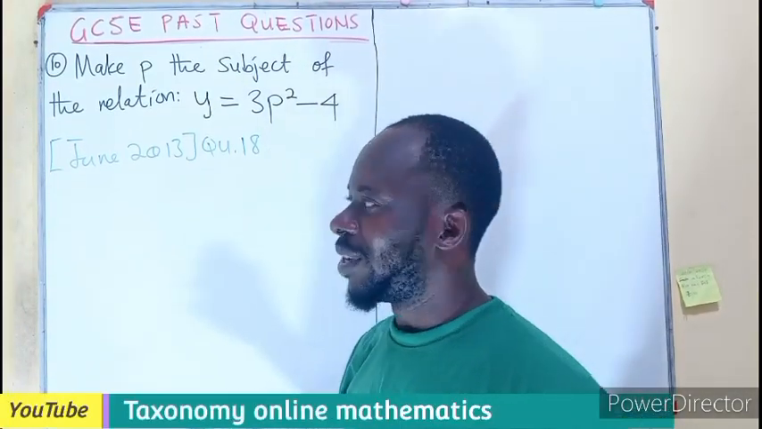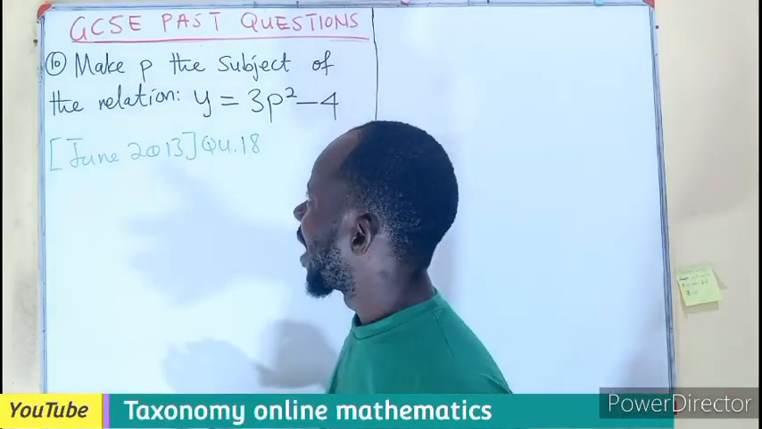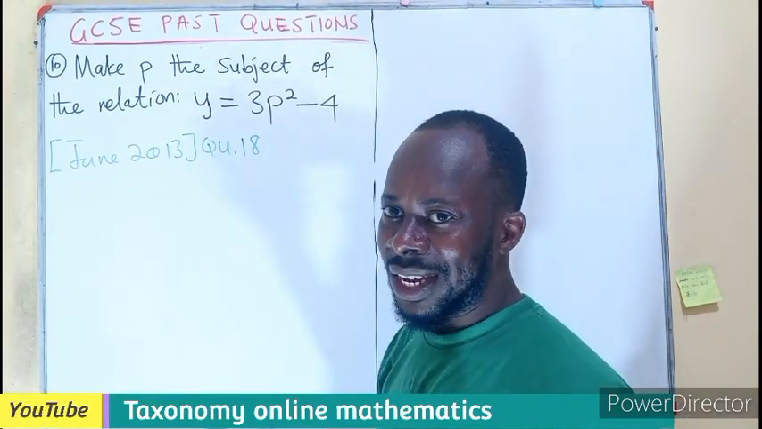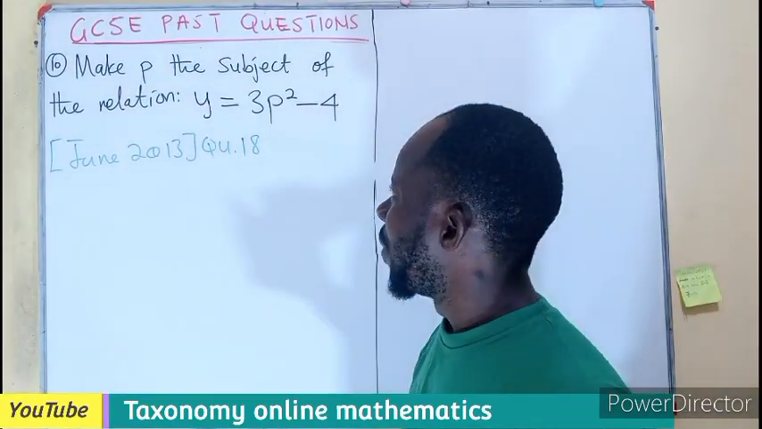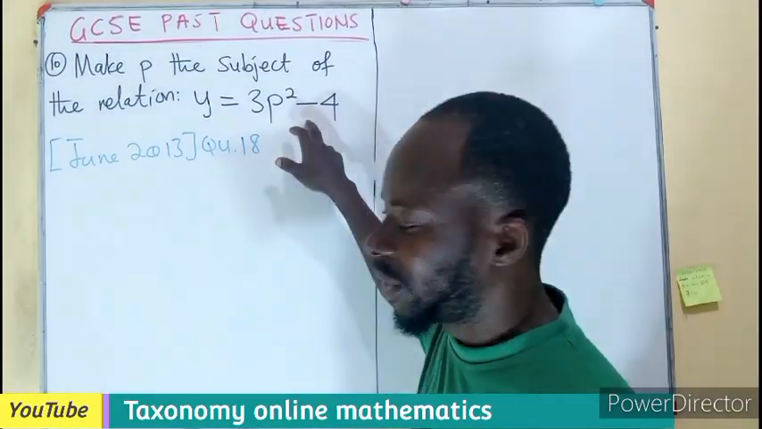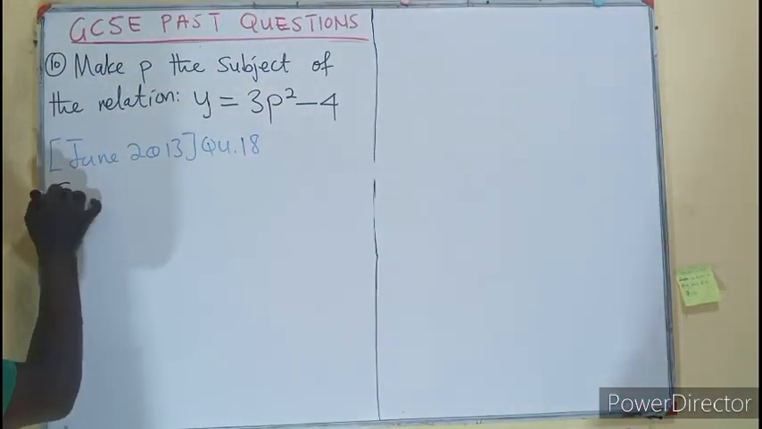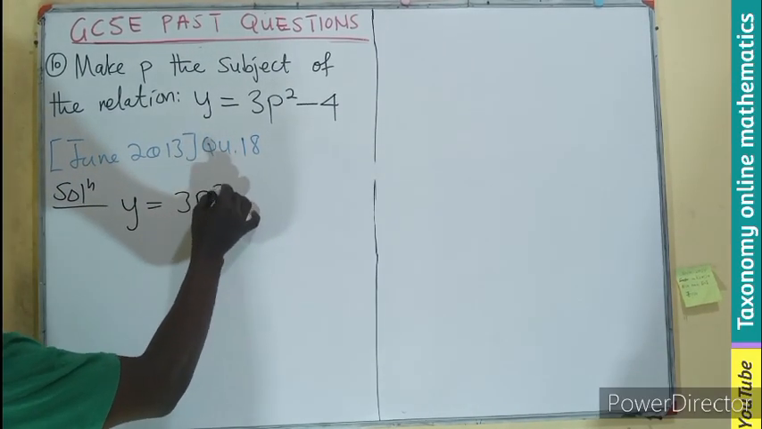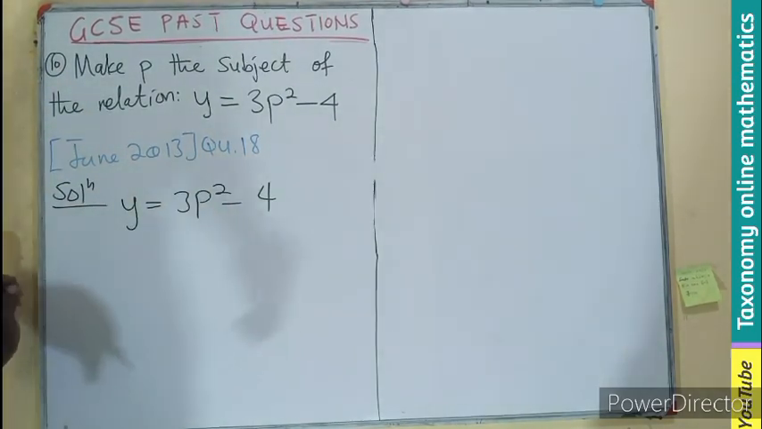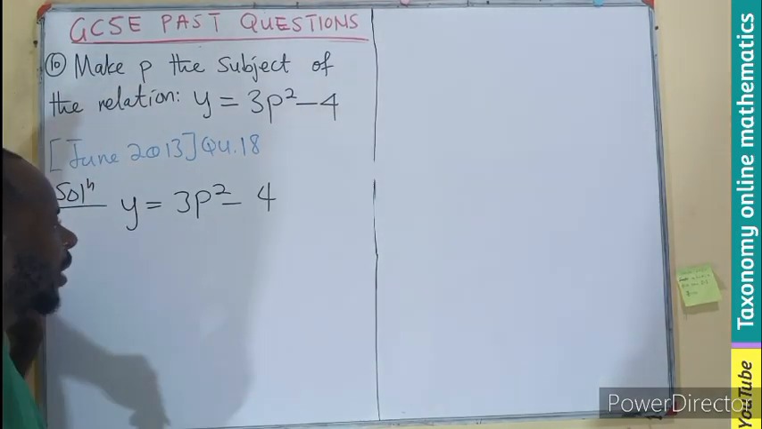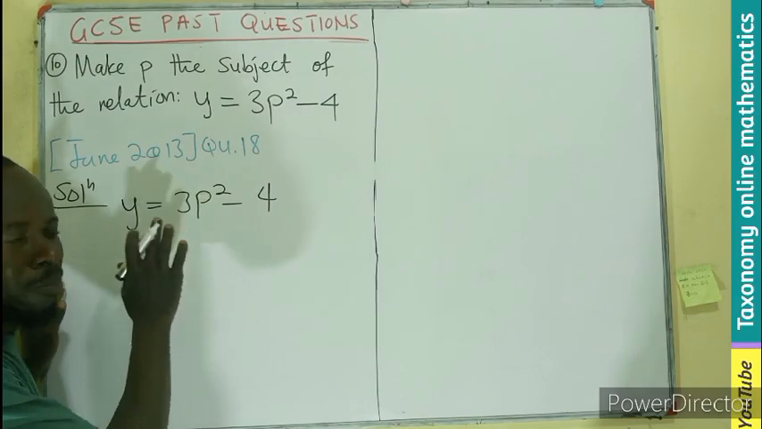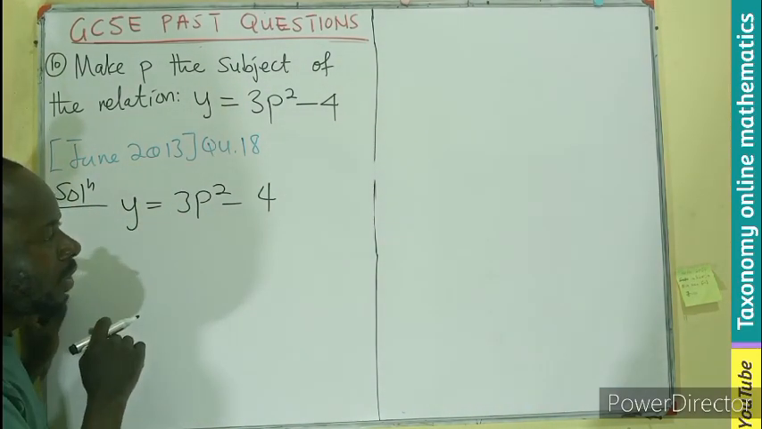Let's provide an answer to this question under GCSE past question June 2013, question 18. We are to make P the subject of this relation. So in this case, we know y equals 3p squared minus 4. Rearranging an equation, we need to isolate all other terms away from p for p to be alone. How do we do that?